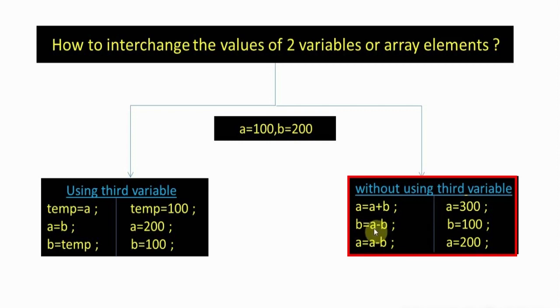Now what is the current value of a? It is 300 right now. The value of b is 200. So it is 100, and that will be assigned to b. Now in the third step we are going to write a = a - b. What is the current value of a? 300. Now the value of b is 100. So it will be 200, and that will be assigned to a. So we have interchanged the values of a and b. It's not necessary that you perform this only with simple variables. You can also perform this with two array elements.